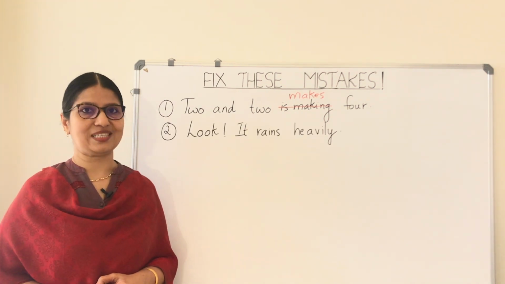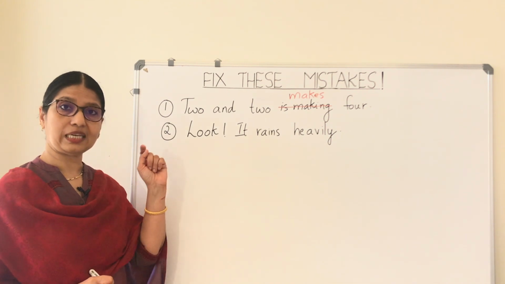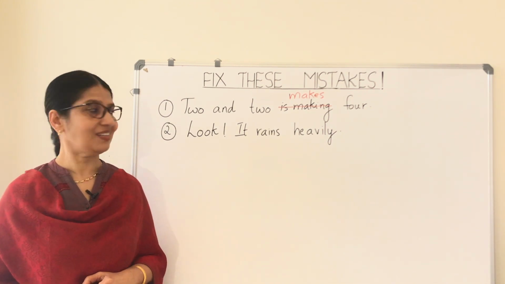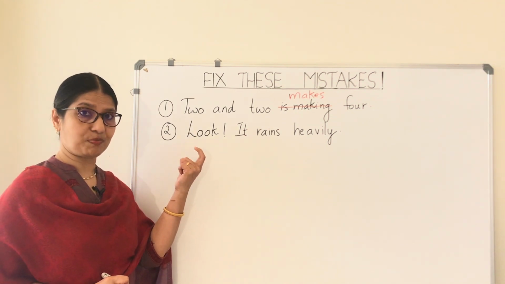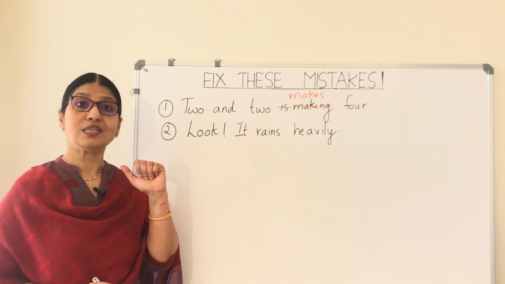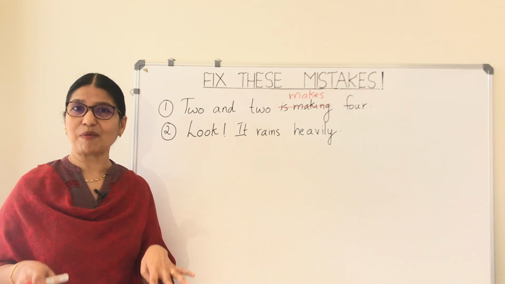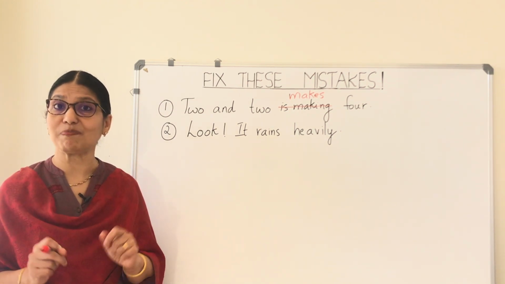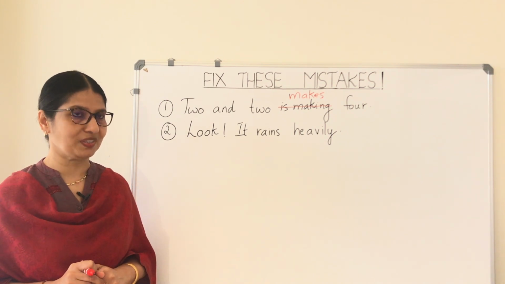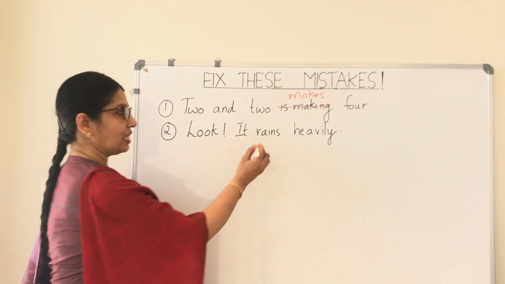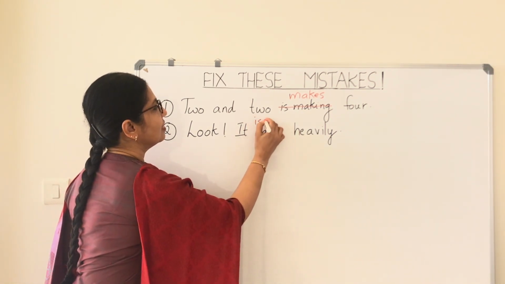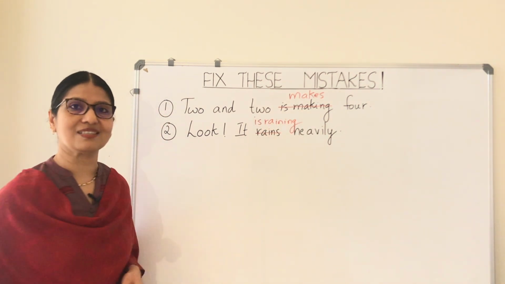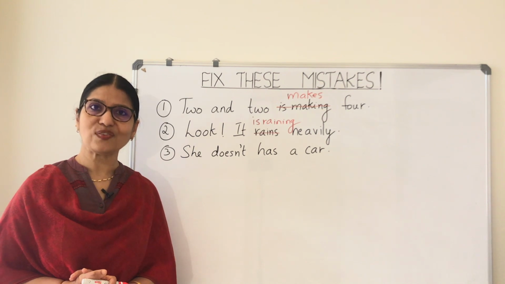And the second question. Look, it rains heavily. Something is wrong with the verb again. Here we use the expression look. So we are talking about something that's happening at the moment of speaking. So in that case, we have to use the present continuous form of the verb. So it should be not it rains, it is raining. Now the sentence is right. Ready for the third question?